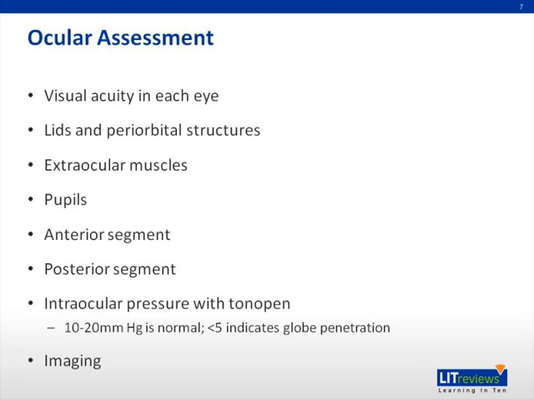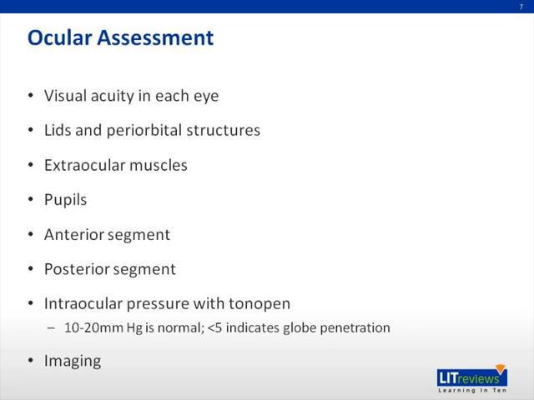So for the ocular assessment, a couple things need to be checked. Visual acuity is really important. You should get that in each eye. You should do an external exam looking at the lids, the periorbital structures, and look at the extraocular muscles, and just do that by lateral gaze, medial gaze, gazing up, gazing down, looking at accommodation. Pupils should also be assessed. The pen light's usually easiest, or if you have an ophthalmoscope with you, which hopefully you do, look at the anterior segment and the posterior segments with the ophthalmoscope, or it's nice to actually have a slit lamp when you're doing this.